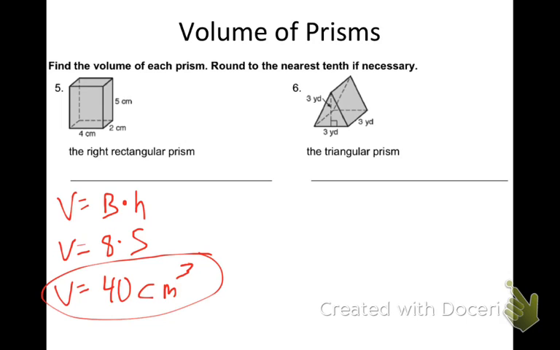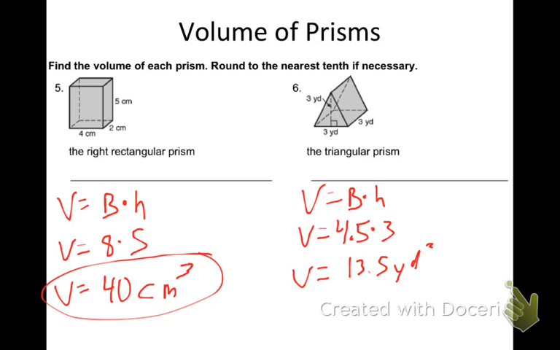Number 6. I need to find the volume here. What's the area of the base come out to be, Noah? And then what's my height then? So 4.5 times 3, what's my volume come out to be? Yards what? Yards cubed, right? Good work.